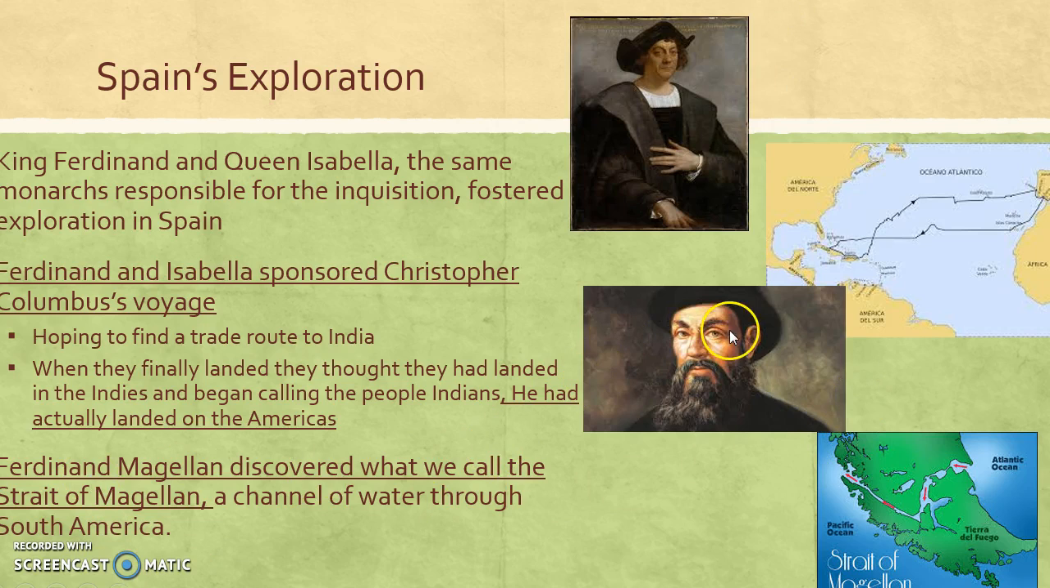Ferdinand Magellan, whom we can see here, discovered the Strait of Magellan, which is a passage through the southern tip of South America that allows people to travel through and all around the world to Asia and India, where they were hoping to go.